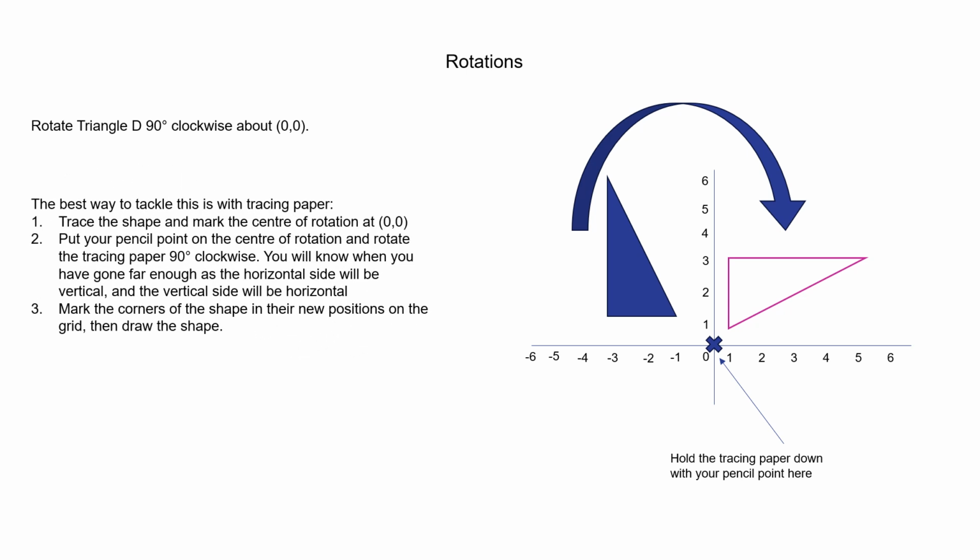The best way to tackle this is with tracing paper. 1. Trace the shape and mark the center of rotation at 0, 0. 2. Put your pencil point on the center of rotation and rotate the tracing paper 90 degrees clockwise. You will know when you have gone far enough, as the horizontal side will be vertical and the vertical side will be horizontal. 3. Mark the corners of the shape in their new positions on the grid, then draw the shape.